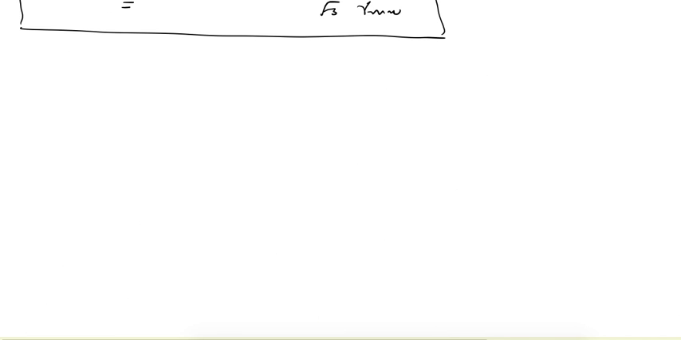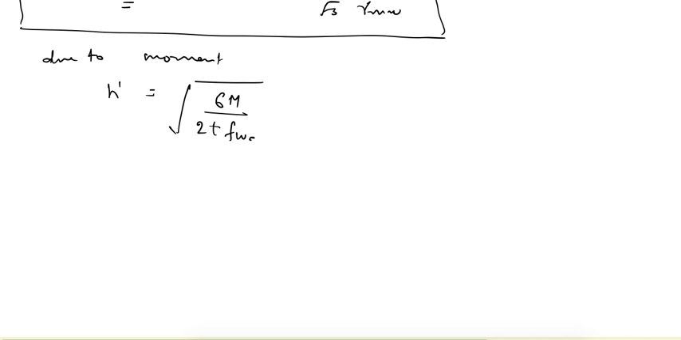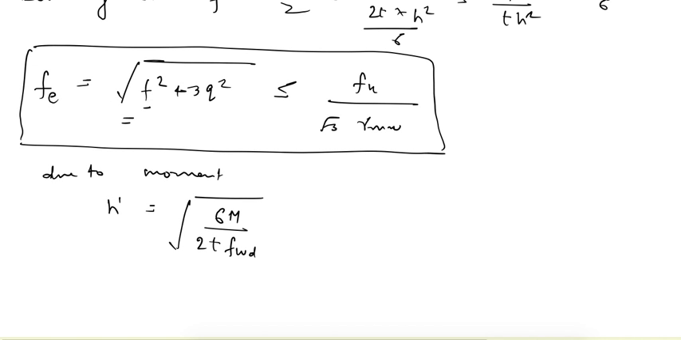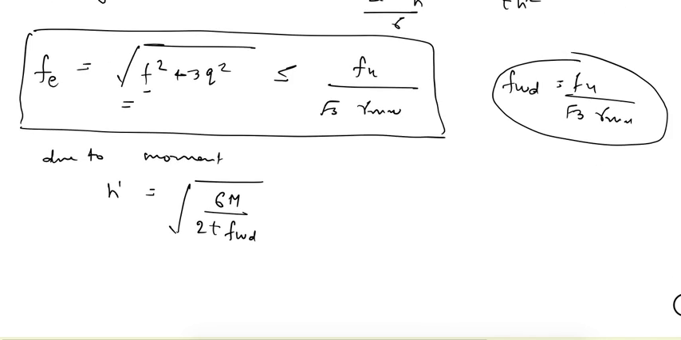Here, how do we find out this value of h, this depth? For that we use a similar formula to what we used in the bolted connection. Due to the moment which is generated in this connection, this depth is given as 6M divided by 2t FWT, where this FWT is given as Fu by under root 3 gamma mw, that is the design stress in welding.